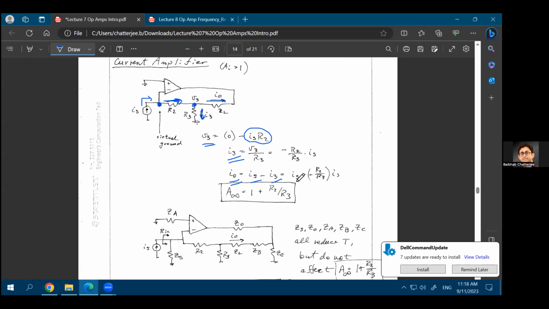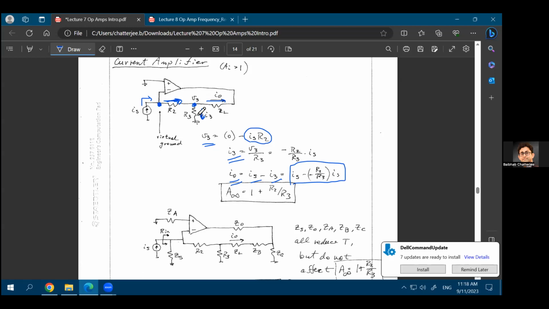And now we can put the value of I3 over here as a function of IS. So you will get a ratio of I0 over IS, and I0 over IS can be written as 1 plus R2 over R3 in this configuration. So if R2 is much larger than R3, you'll get a current gain. Even though your op-amp is still a voltage controlled voltage source, you're getting a current gain out of it. Your output is a current quantity, input is a current quantity, and you have a current gain.